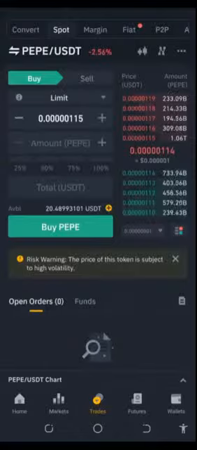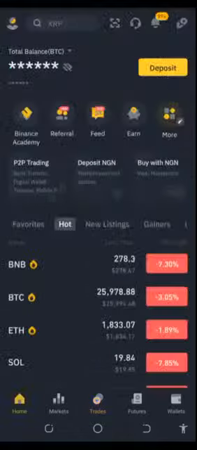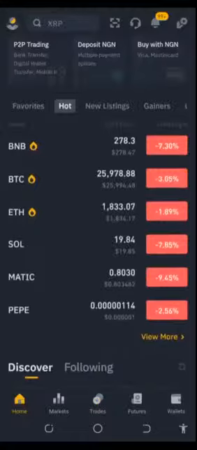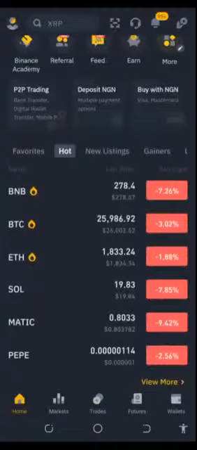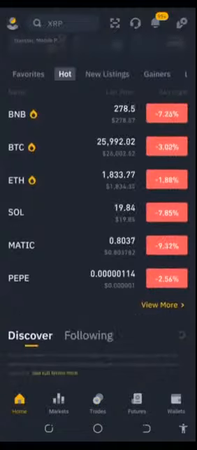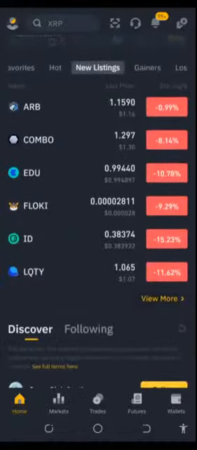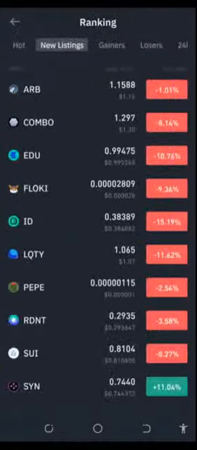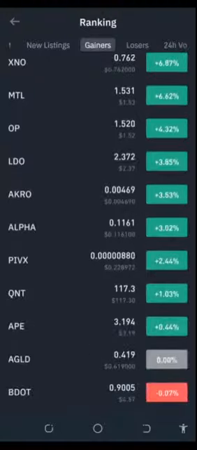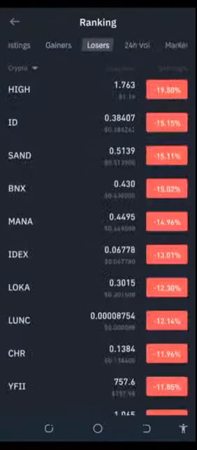But when I went back to check the status, I saw it was amongst the losers. Normally, it's currently on hot. But if you look at it on new listings, you might find it somewhere there, because Pepper is on the new listings, but it's not high up. It's just somewhere down. If you look at the gainers, I don't think it's there for now. Yeah, it's not there. It's actually on losers.